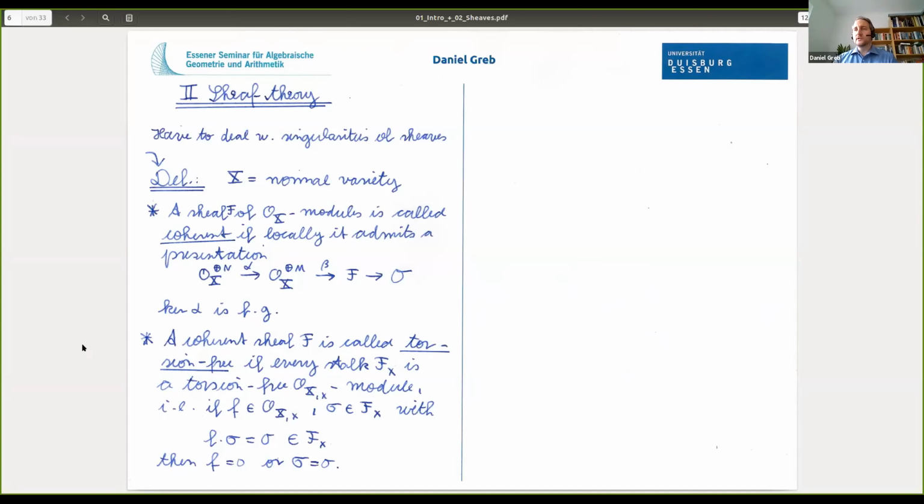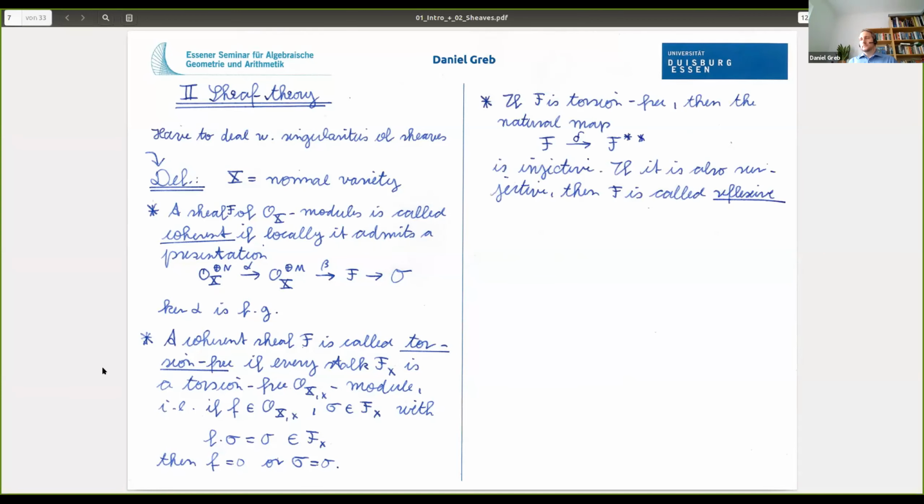So a coherent sheaf F is called torsion-free if every stalk of the sheaf is a torsion-free module. What does it mean? It has the following property, which is obvious for vector bundles. If you take sigma, an element in the local sections of your sheaf, and you multiply it with a holomorphic regular function defined near that point, and you get 0, then either the function or the section is 0. So that's more or less obvious for locally free sheaves. And imposing that property will exclude the worst pathologies, which I don't want to see in geometry.